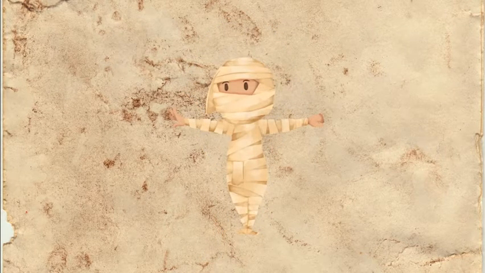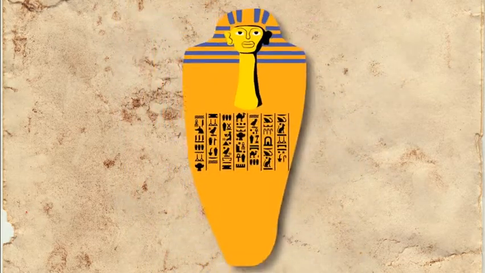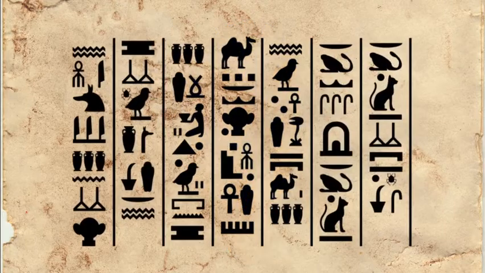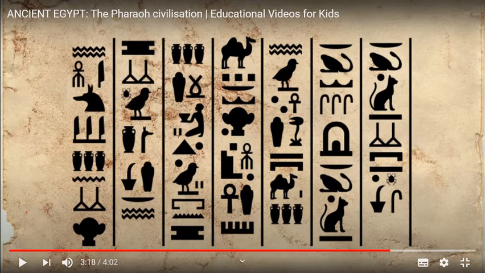These are the famous mummies. Mummies were placed in a sarcophagus, luxurious coffins that were covered in beautiful drawings and hieroglyphics. There's that word, hieroglyphics. We also heard words like mummies and sarcophagus. A sarcophagus is basically like a coffin.